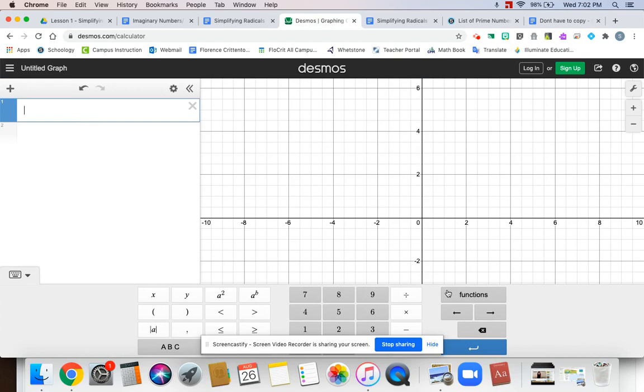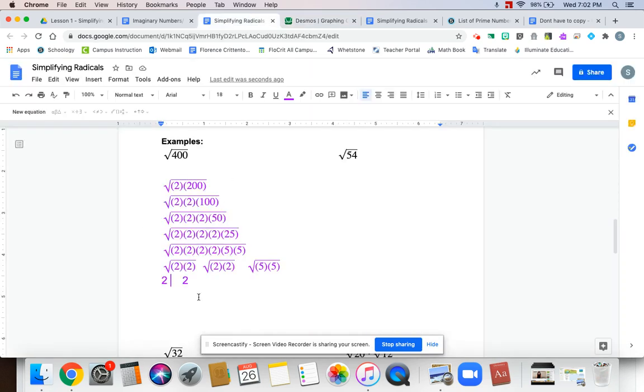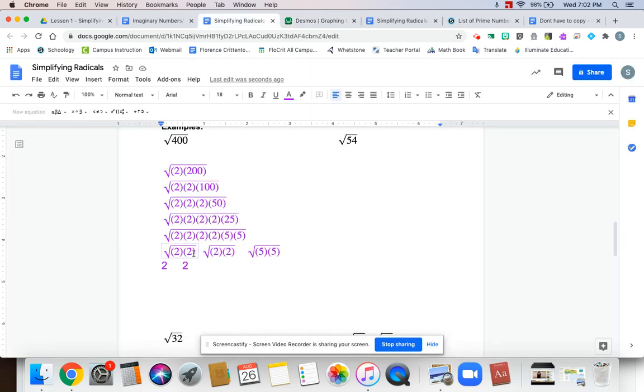If I took the square root of parentheses 2 times 2, the answer is just 2, because once combined, 2 times 2 becomes 4, and the square root of 4 is 2. So anytime it's under the square root twice, they can combine together and come out of the square root. So this 5 times 5, well, 5 times 5 is 25.